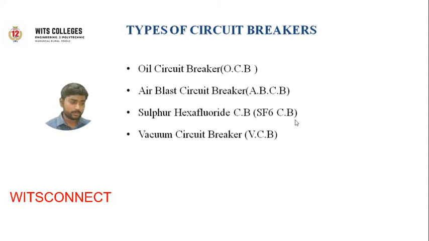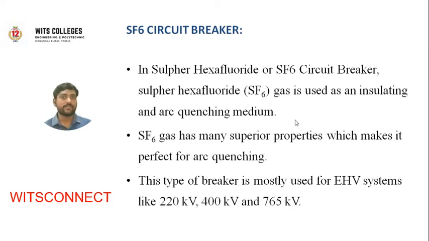Next one is the types of circuit breakers. Here these are the classifications of circuit breakers: oil circuit breakers, air blast circuit breakers, sulfur hexafluoride circuit breakers, and vacuum circuit breakers. Here we go for the first one, the SF6 circuit breaker, sulfur hexafluoride circuit breaker. In the sulfur hexafluoride circuit breaker, the medium used is sulfur hexafluoride, which is the insulating medium or arc quenching medium.